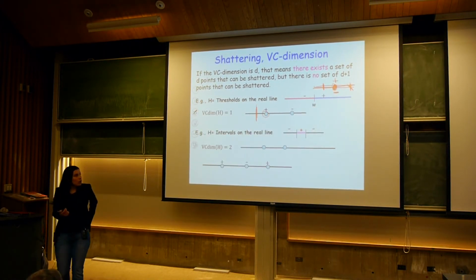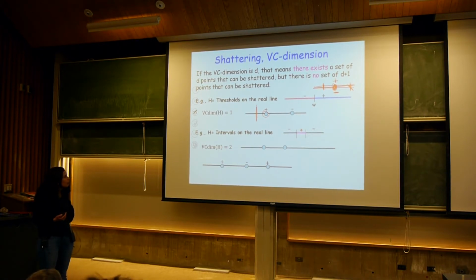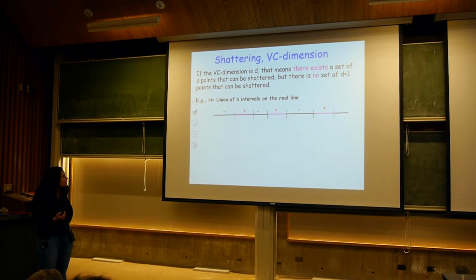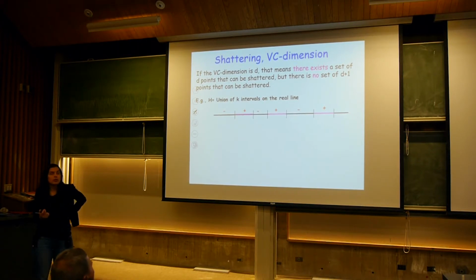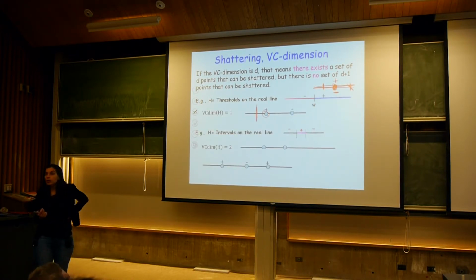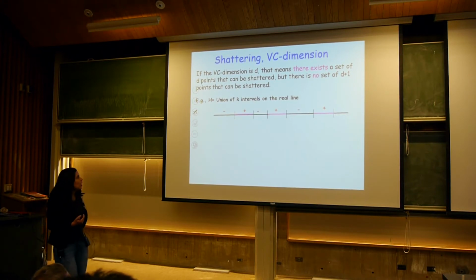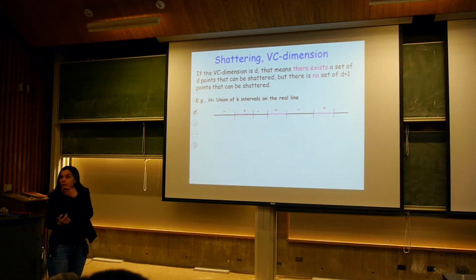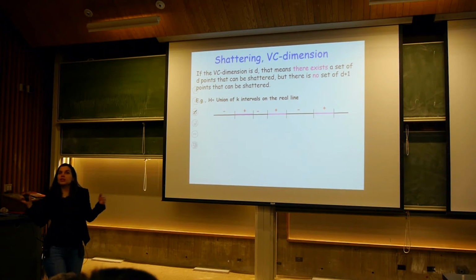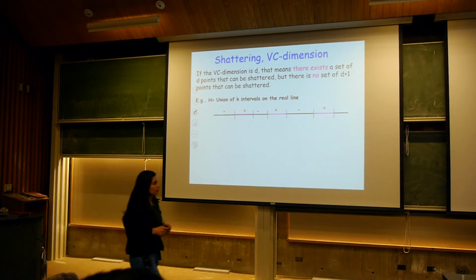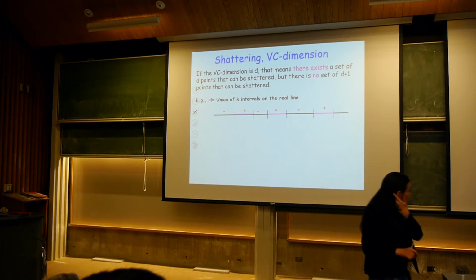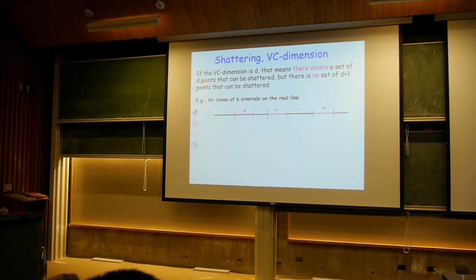Now let's think about another question. How about the VC dimension of a union of k intervals? We looked at one interval, so how about now a union of k intervals? Here I have k is 3. So it looks like a more complex class of functions. Any guess on what's the VC dimension?